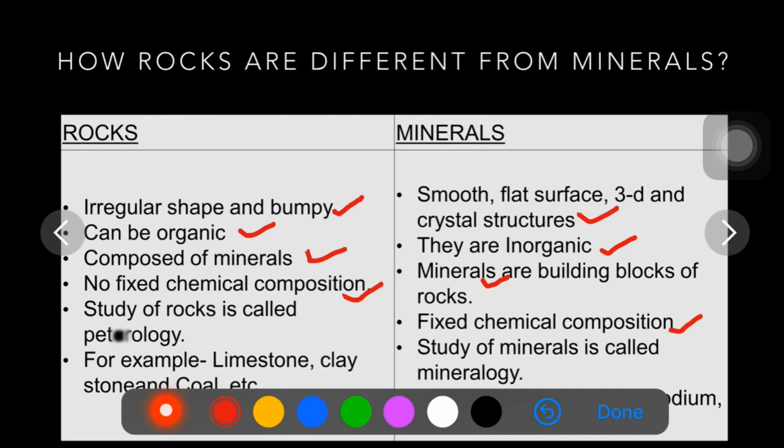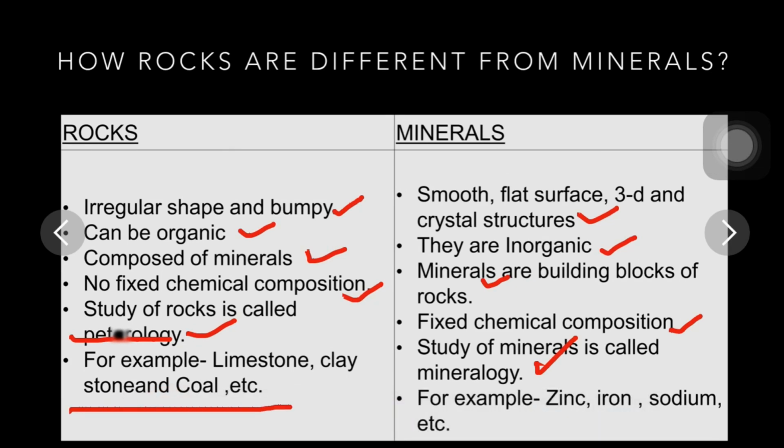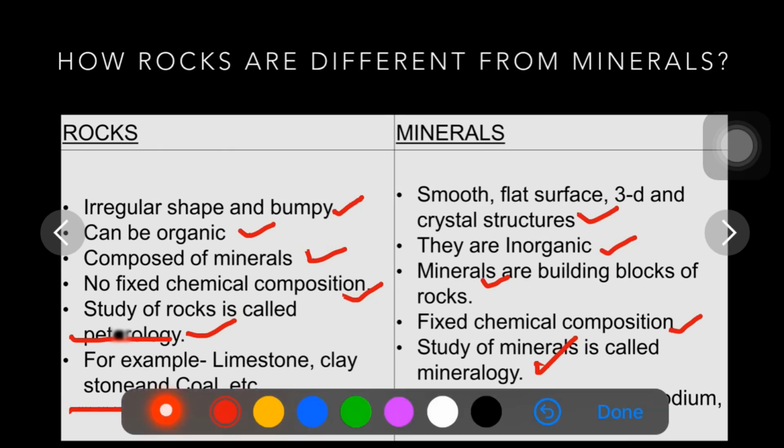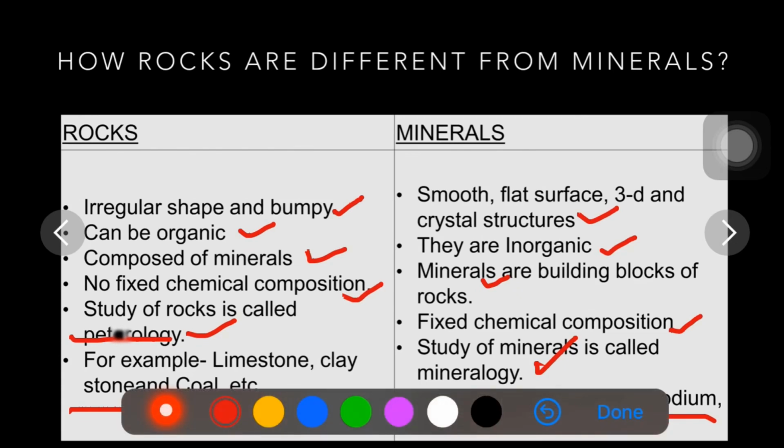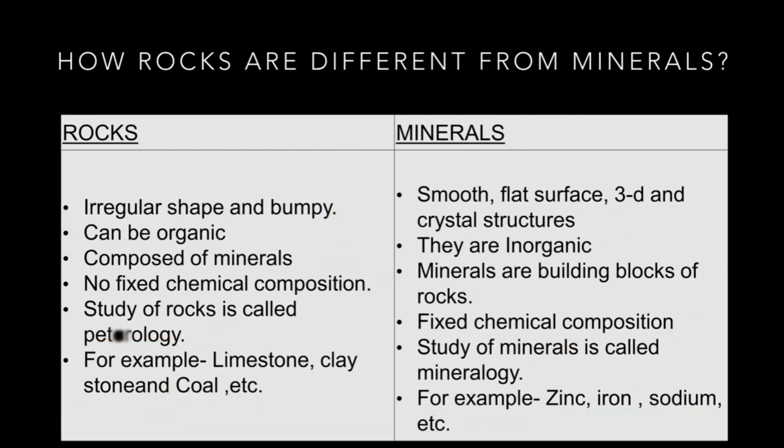Next, the study of rocks is called petrology, whereas the study of minerals is called mineralogy. For example, limestone, clay, stone, and coal are a few examples of rocks, and on the other hand, zinc, iron, and sodium are examples of minerals. Now, I hope you are able to differentiate between rocks and minerals.